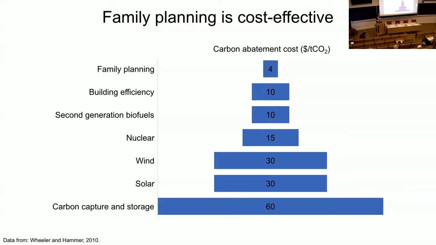So you can see that it costs about $4 to avoid 1 ton of carbon dioxide if you are using family planning, which is about half the cost of building efficiency, a seventh the cost of renewables such as wind and solar, and just a fraction of the cost of carbon capture and storage.